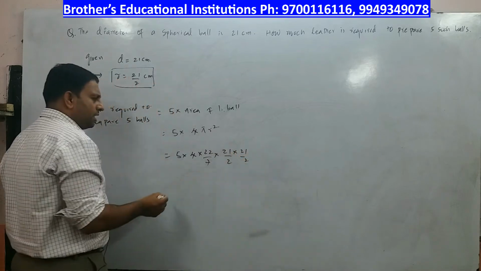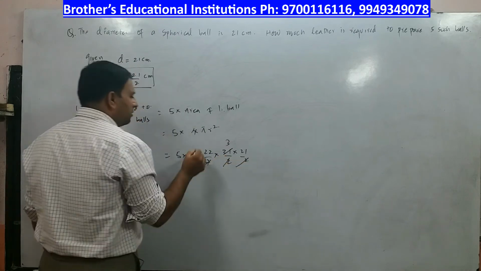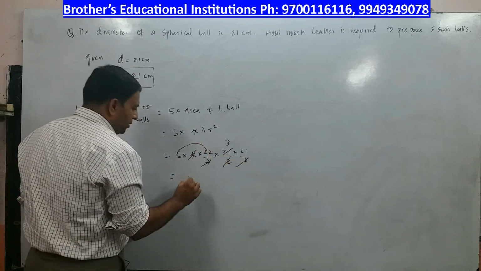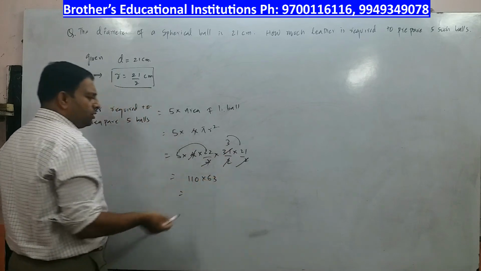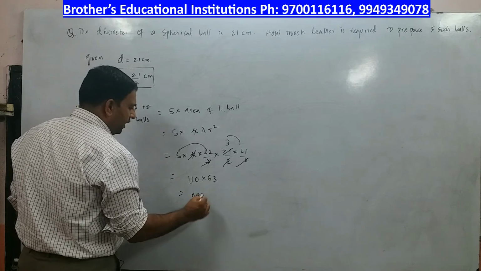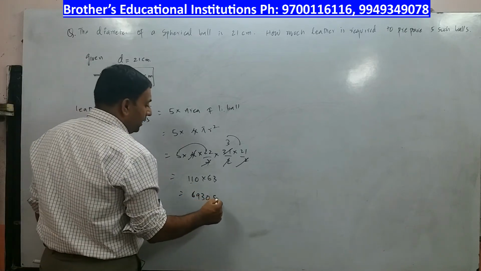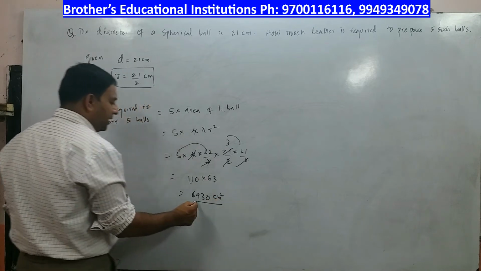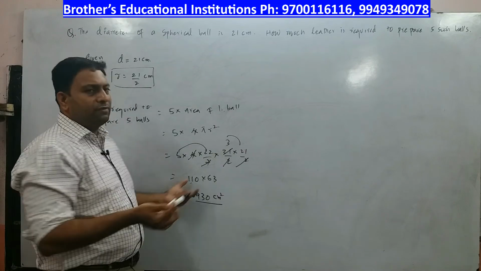Any cancellations are there? 7 ones are, 7 threes are, 2 twos are 4. Now 5 into 22 is 110. 3 into 21 is 63. So I need to multiply. 11 into 63 is 693 followed by 0. So what you are dealing with is area, so many square centimeters of leather is required to make 5 such balls.